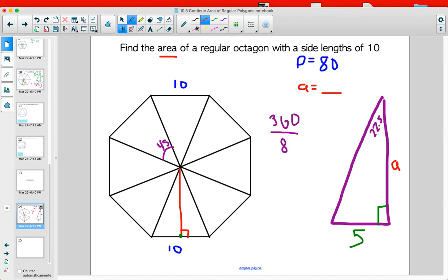I'm going to write that one in black. So tangent of 22.5. Hopefully we did not forget what this is. Tangent of 22.5 equals opposite, which is 5, divided by the apothem. And here A stands for apothem, not necessarily adjacent, even though it is the adjacent side of the angle 22.5.